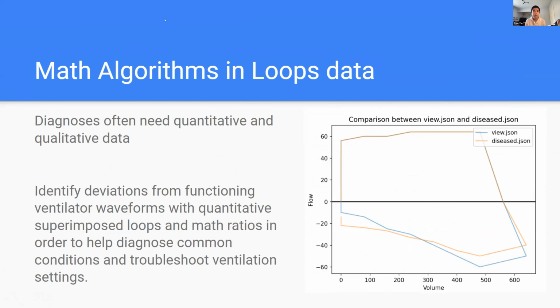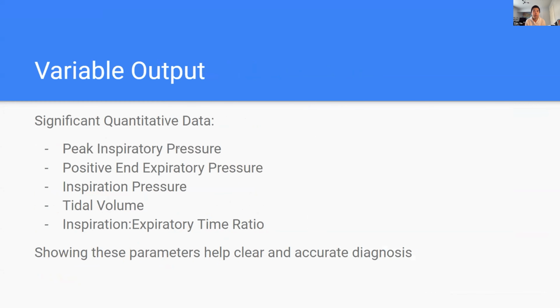Upon making a diagnosis, physicians need both quantitative and qualitative data. In terms of qualitative data, they would need things like comparing graphs that a certain patient might have, and then we can identify the deviations. This again helps physicians make quicker and more accurate diagnosis.